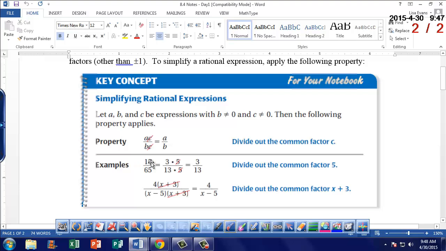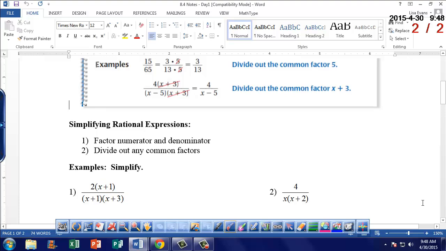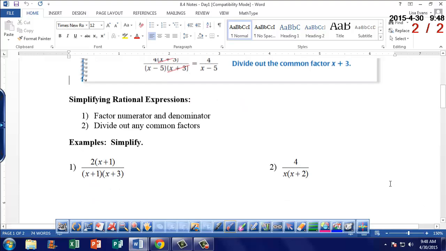Down below, when we split up 15 into factors and 65 into factors, we see that there's a common factor of 5, so we divide those out. If I look at this, which is mostly what we're going to be doing, if we factor polynomials, the top and the bottom have a common factor of x plus 3, so I'm left with 4 over x minus 5. Okay, so basically our two rules are we want to make sure that the numerator is factored and the denominator is factored, and then we want to divide anything out that is common. So let's just go ahead and get started.